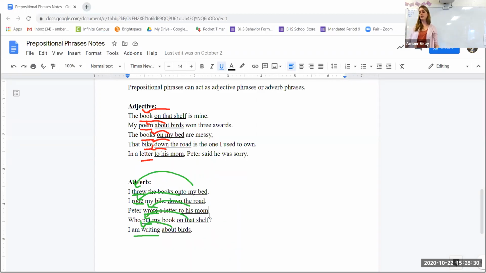Okay, so you notice I used a lot of the same prepositional phrases, but depending on how they're used in a sentence, they can be adjectival or adverbial. And that's the lesson.